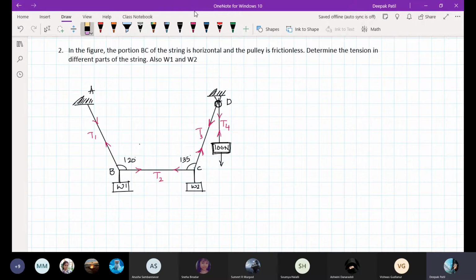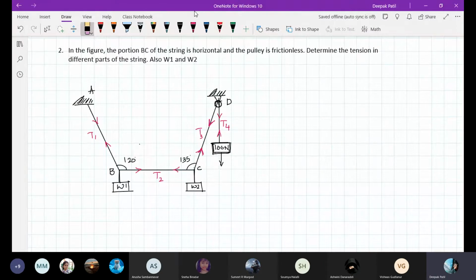Now you need to determine the tension in the different parts of the string. This is one string, this is one more string, and this is one more string. You need to find the tensions in these strings. Here there is a load of 100 kilonewton acting at point D over this pulley. Because of acceleration due to gravity, this load will try to come down. Since it tries to come down, this string will experience some tension.